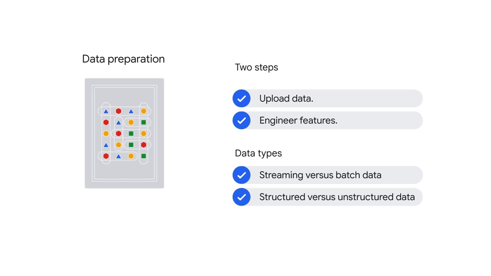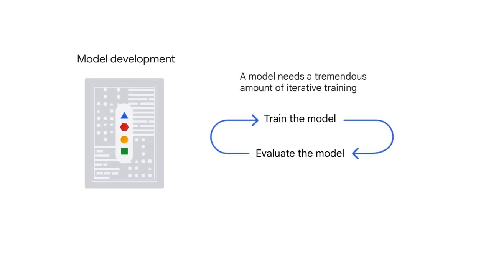Structured data is data that can be easily stored in tables, such as numbers and text. Unstructured data is data that cannot be easily stored in tables, such as images and videos. The second stage of the ML workflow is model development. A model needs a tremendous amount of iterative training. This is when training and evaluation form a cycle to train a model, and then evaluate the model, and then train the model some more.